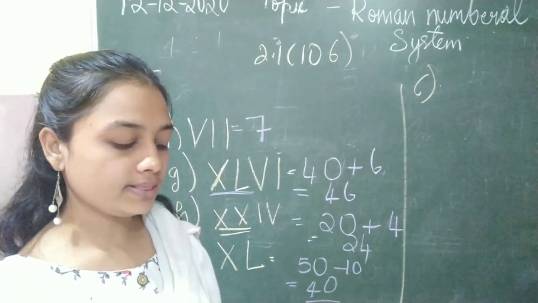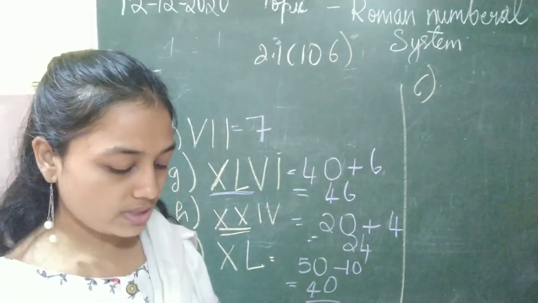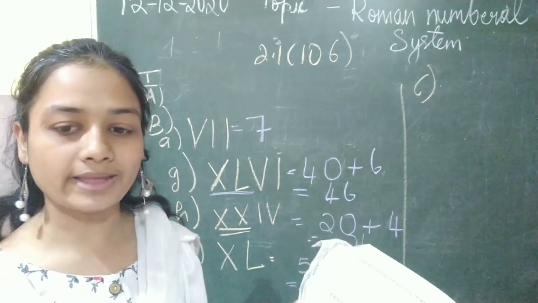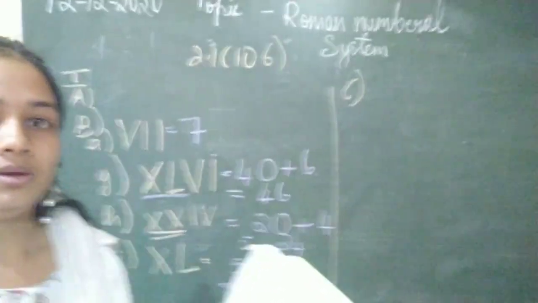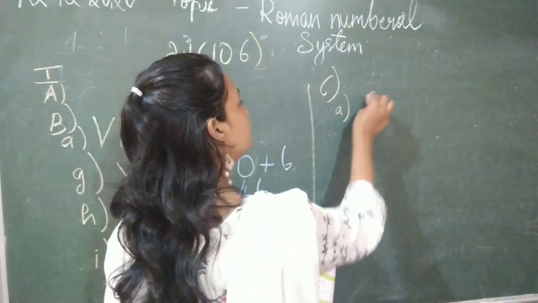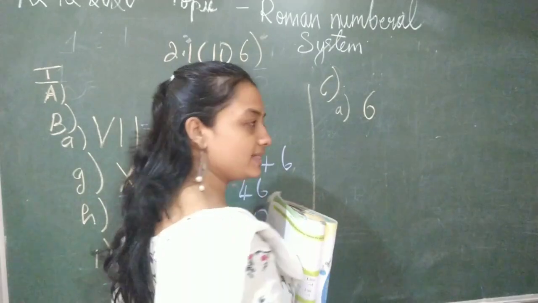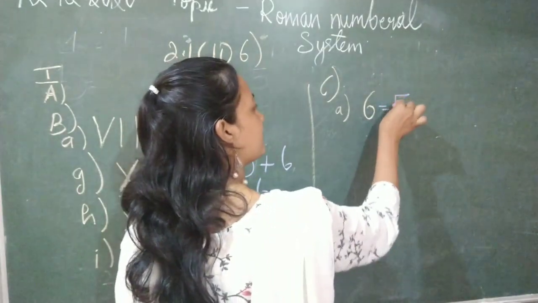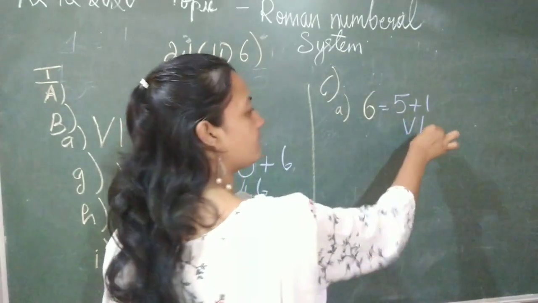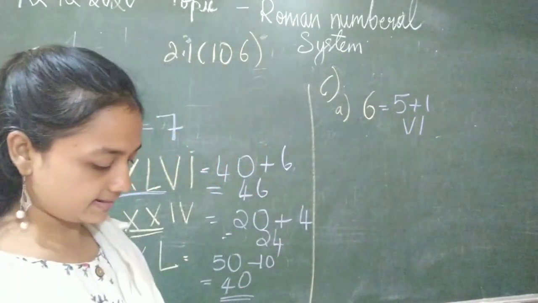Write in Roman numbers. So, they have given the number, normal Hindu-Arabic numbers. You have to write them in Roman number form. How will I do that? First one, I have 6. I can write 6 as 5 plus 1. So, I will write B and 1. This will be 6.